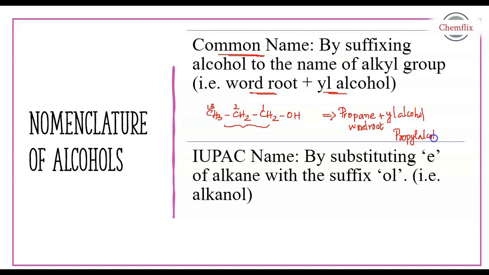Propyl alcohol. Okay, the word root will be prop, and you have to add yl alcohol to this. The name will be propyl alcohol. Similarly, butyl alcohol, pentyl alcohol, and so on.